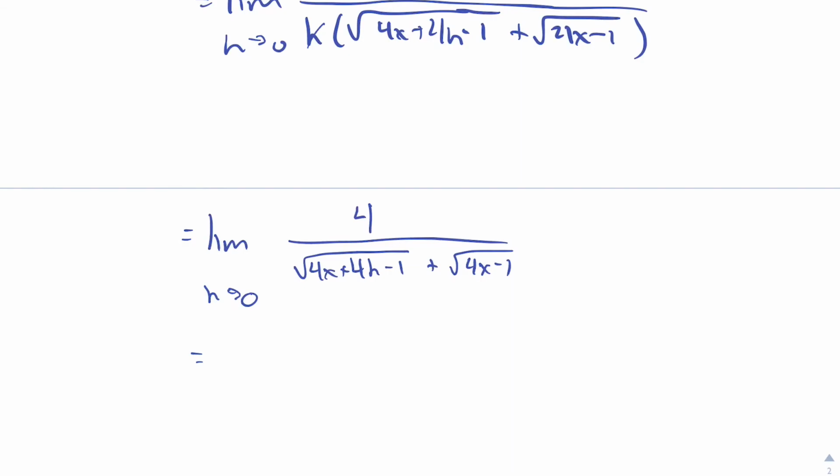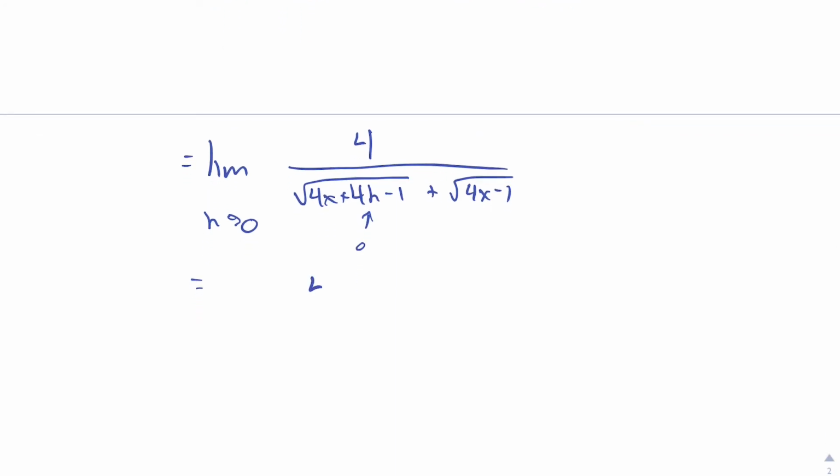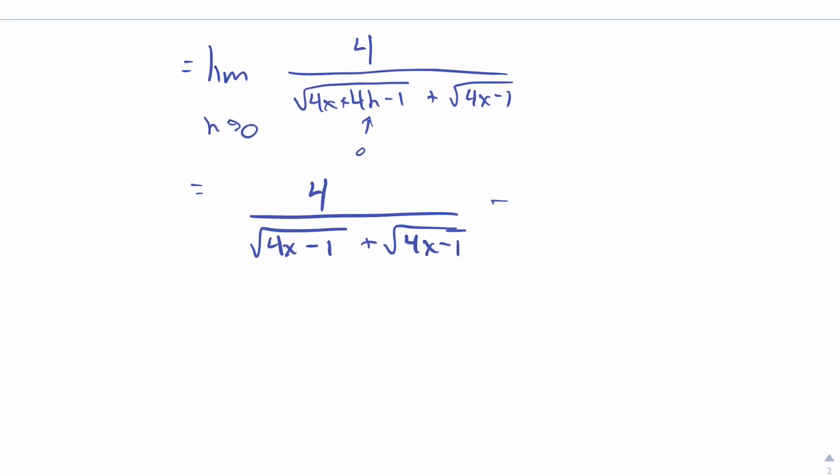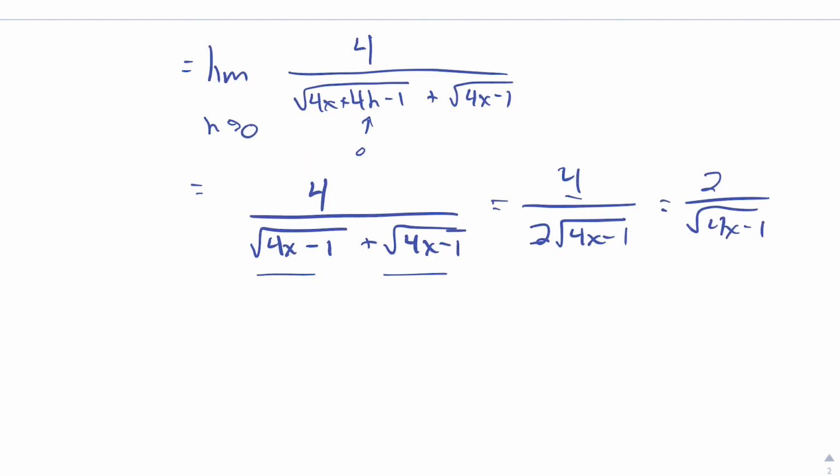Now that I've canceled my h, I can find the limit and plug in 0 for h. If I do that, I'm left with 4 over the square root of 4x minus 1 plus the square root of 4x minus 1. How many square roots of 4x minus 1 do I have in that denominator? I have two. And this 4 and this 2 can reduce to a 2 over the square root of 4x minus 1. And that function is the derivative of my original function.